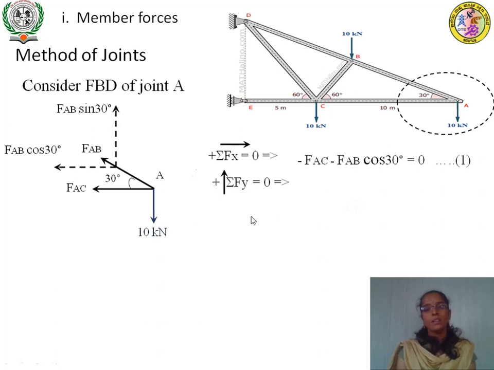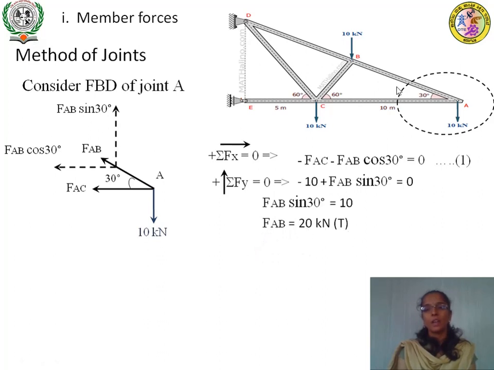Next we will apply sigma Fy equals 0. That implies minus 10 plus FAB sin 30 is equal to 0. So hence FAB sin 30 is equal to 10. Therefore if you simplify it, FAB is equal to 20 kilonewton. Positive means it is under tension. So this member is under tension.